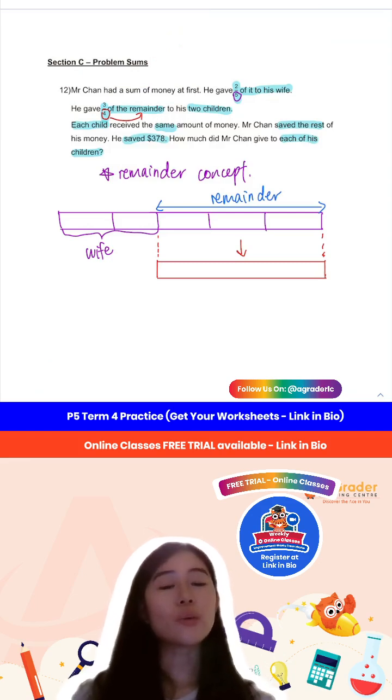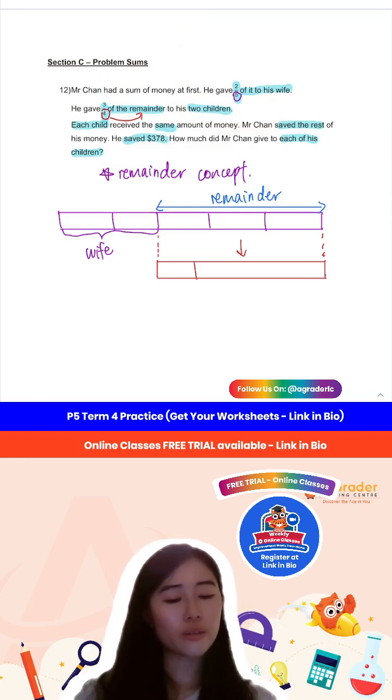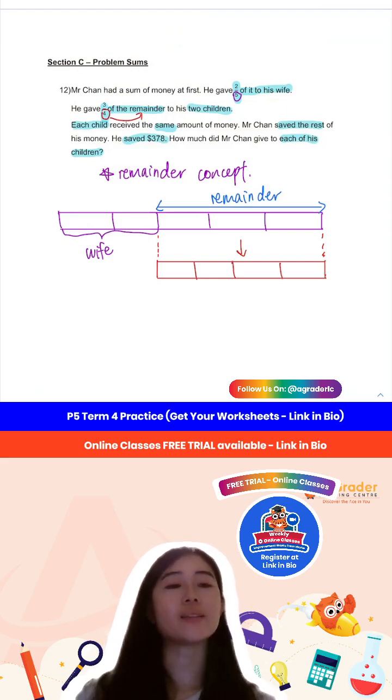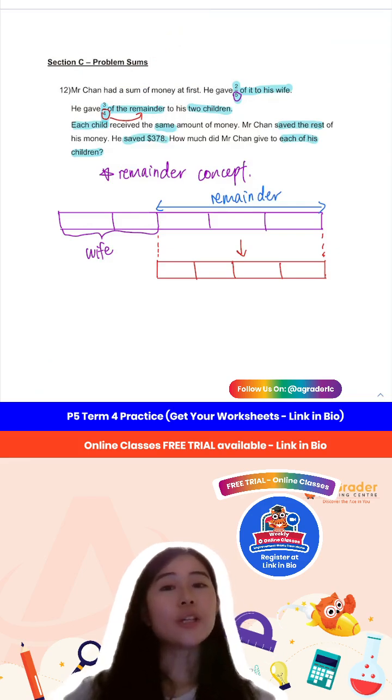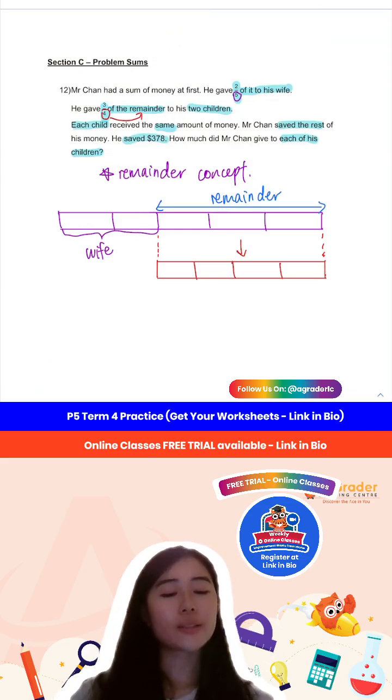Some of you want to split it into 12, also can. But for me, I'm going to drop the remainder down, make sure it's the same size. Then I'm going to split the remainder into 4, like this. So after you split it into 4, out of these 4 parts, he gave 3 parts to his 2 children. So let's label that: this is for his 2 children.